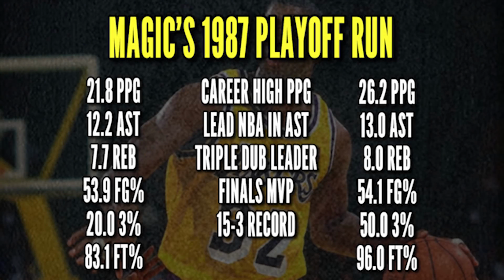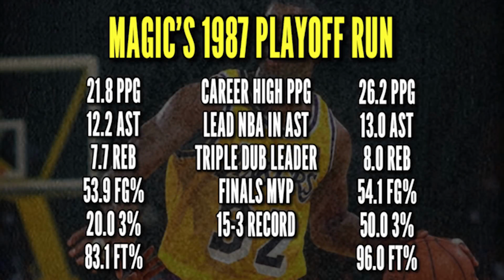on his greatest playoff run, that is the 1987 playoffs. In this playoff run, Magic averaged 21.8 points per game, a career high, 12.2 assists, which led the NBA, 7.7 boards on 54, 20, and 83 splits. So at this time, Magic was a great scorer, a great passer, as well as a great rebounder, and a triple-double threat every single night.